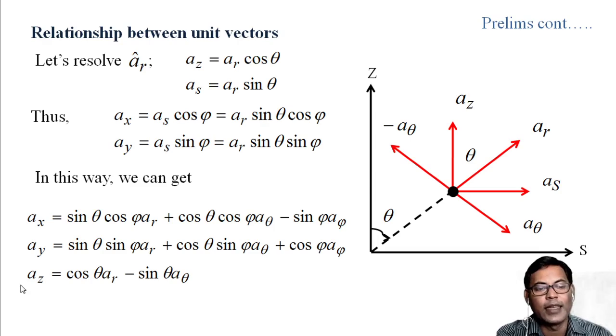Similarly, for AZ, the component of AR along AZ equals cos theta AR. To find the component of A theta, we need to consider minus A theta. Since the angle between AR and minus A theta is 90 degrees, that is 90 minus theta, we get minus sin theta A theta. So here we have the expressions for the components AX, AY, AZ.